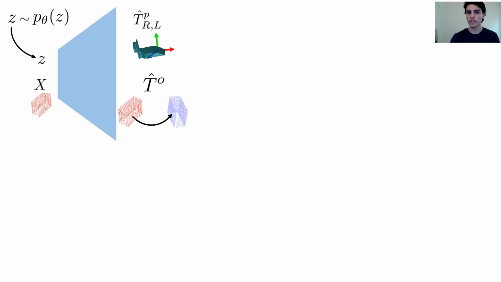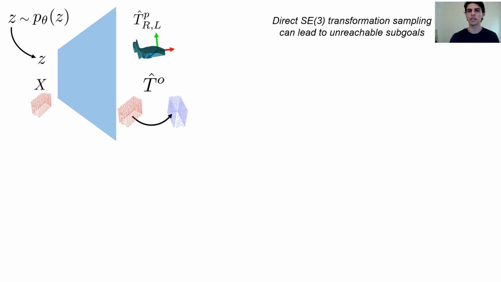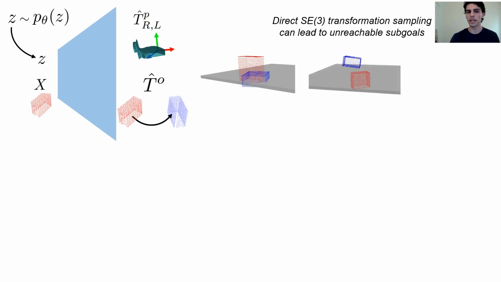However, when directly sampling relative transformations, it's very possible that transforms are sampled that are feasible for the robot, but which are unreachable for the object. For instance, the transformation could lead to the imagined point cloud penetrating the table or floating in air or contacting the table in some unstable configuration.